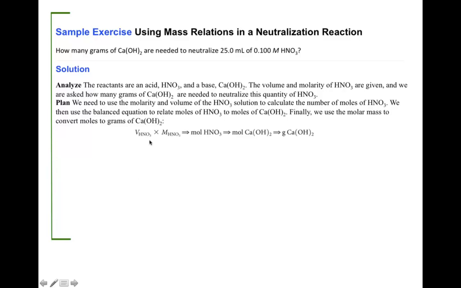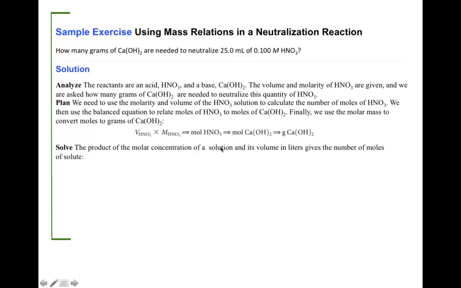So in other words, we have the volume and the molarity of nitric acid. We basically multiply these and we will obtain the moles of the nitric acid. Then by using the stoichiometry, the ratio of moles from the balanced equation of the neutralization of this acid, we're going to have the conversion factor that will convert from moles of nitric acid to moles of calcium hydroxide. And once we have the moles of calcium hydroxide, we can turn to the mass of calcium hydroxide by using the molar mass of calcium hydroxide.